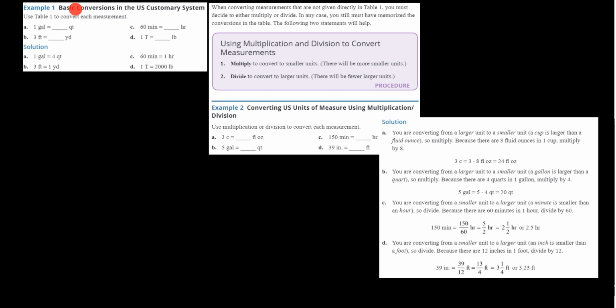All right, so basic conversions in U.S. customary systems. So using table one, we're just gonna do this off of memory, even though I do have the solutions down here. There's really no other way to go about this, I suppose. From the chart, A, 1 gallon is 4 quarts. B, 3 feet is 1 yard. C, 60 minutes is 1 hour. And D, 1 ton is 2,000 pounds. All right, that's all I got for that.